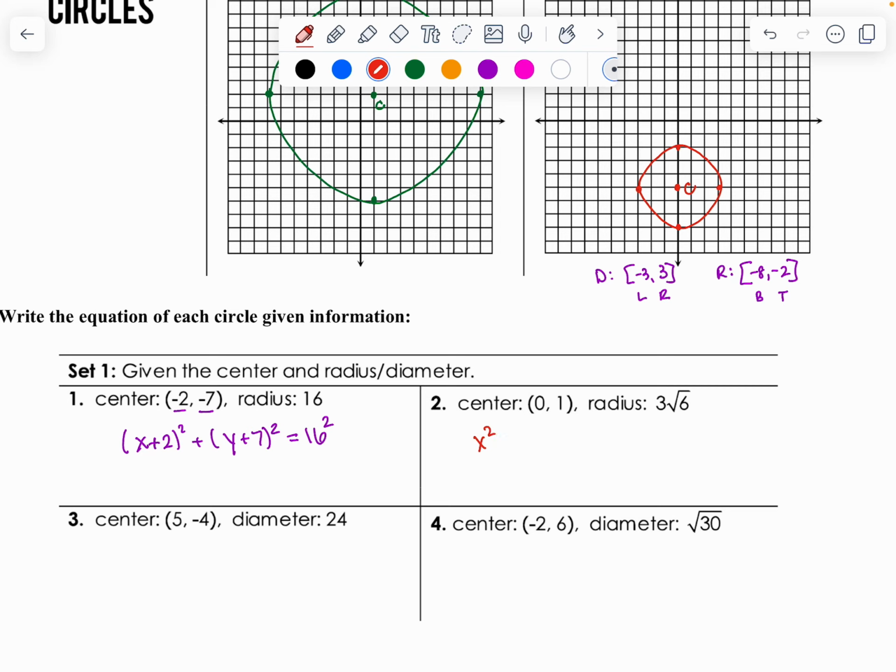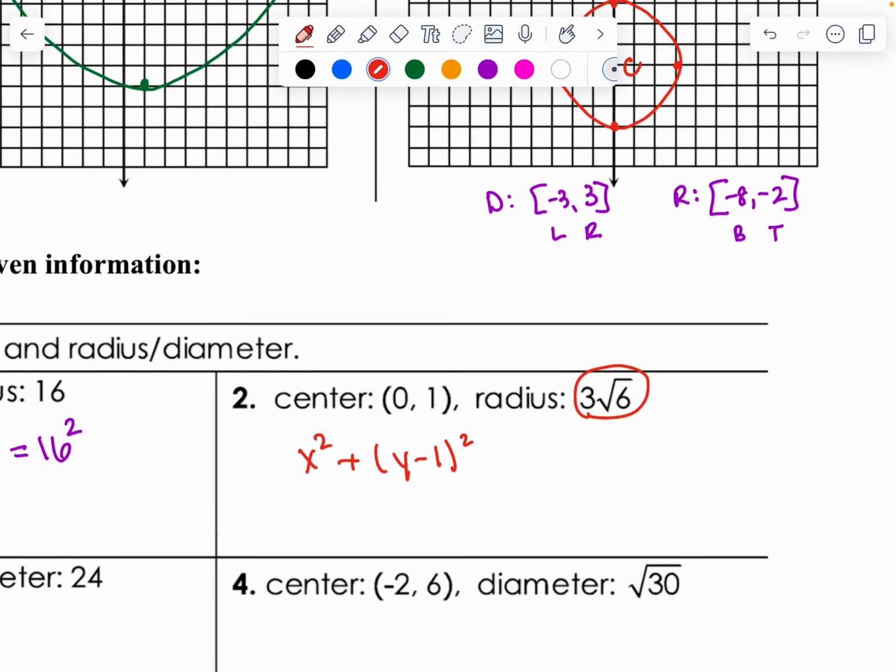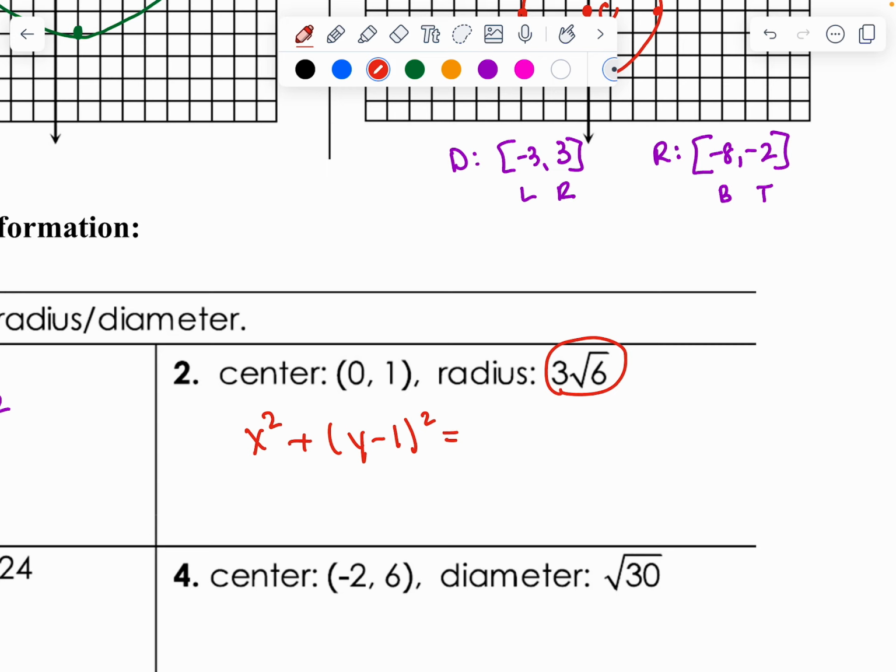Okay, for this next one, if the center is at (0, 1), we know that the x did not change, but the y did, and that would be the opposite, so we use subtraction. And then I'm going to have to square this radius. Now, we're not going to just write this as 3 root 6 squared. We're actually going to square it because I want to know that you know how to do that. Okay, you're going to go into trig next year, and you're going to deal with radicals quite often. So 3 root 6 squared is 3 root 6 times 3 root 6, or 9 times 6, or 54.